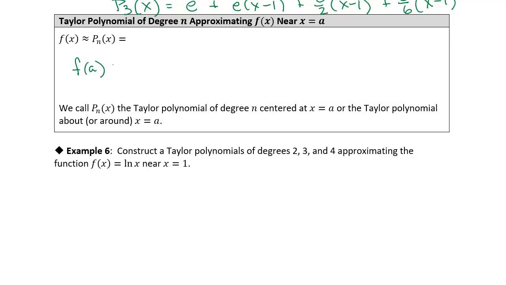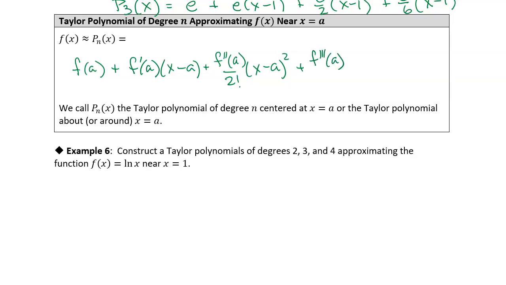and then add the derivative. Oops, that's supposed to be plus. F prime at a times x minus a, all right, and then plus the second derivative at a over 2 factorial times x minus a squared, and then add, gosh, the third derivative at a over 3 factorial.